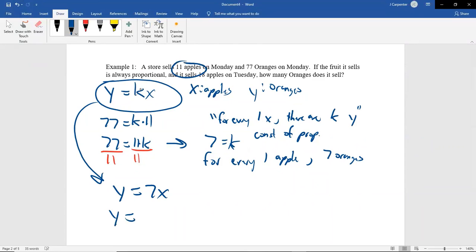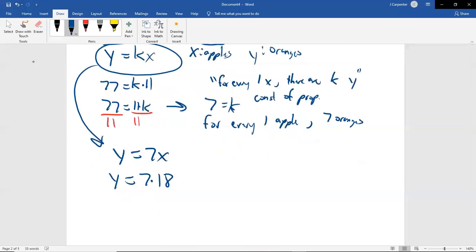Now we plug in the apples. x was the apples, so that's 7 times, not 11, excuse me, 18. We're talking about Tuesday. We know 11 apples led to 77 oranges. We're talking about 18 apples, so it's 7 times 18. 7 times 18, which is 126.